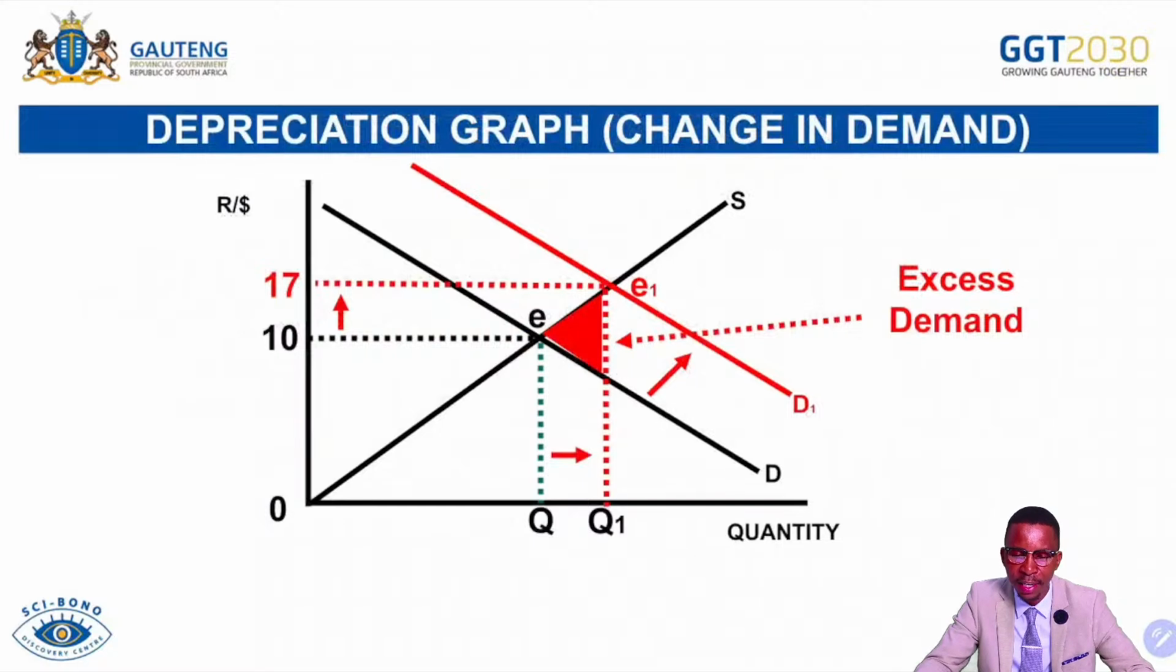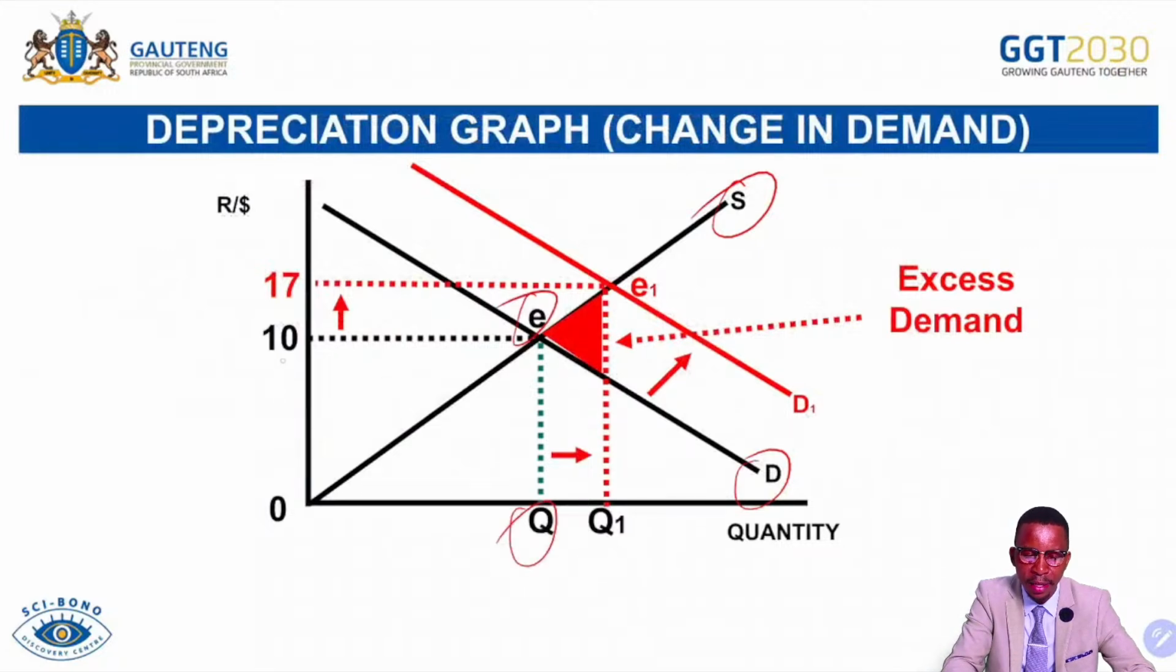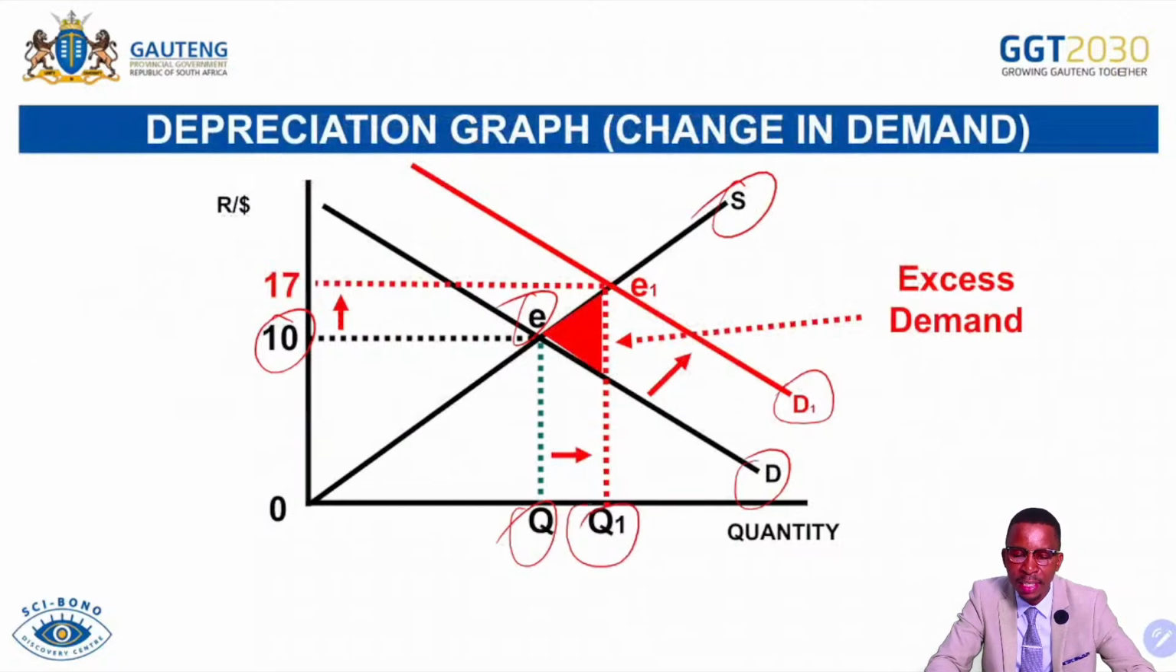The graph that indicates depreciation. You can see that you have your supply as original, the demand as original, your quantity as Q, and then we have 10. So if our currency depreciates, the demand for our South African rand has increased from D to D1, but the supply remains constant at S. So the quantity demanded goes to Q1, while the quantity supplied remains at Q. In that case, our currency loses value.